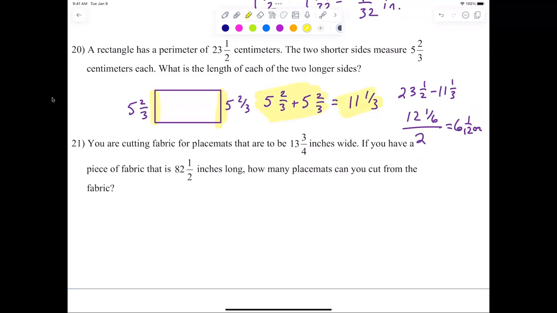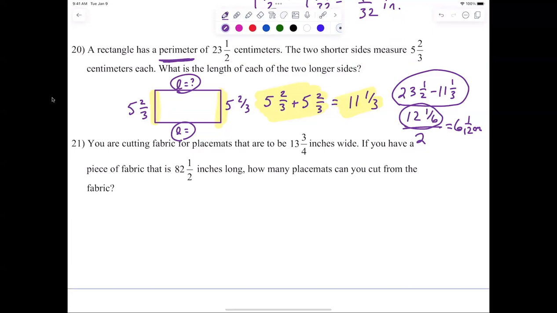Now, if those are the shorter sides, we'll just come up here and say, well, this is the length. Do we know what the length is? No. But this length down here is the same. Do we agree? Yeah. Right. So what's the total distance around called? The perimeter. So if you take 23 and 1/2 minus 11 1/3, that will give you both lengths. Do we agree with that? Does everybody agree? All right. So he subtracted out that length and got what?